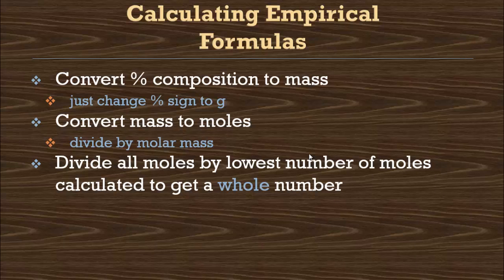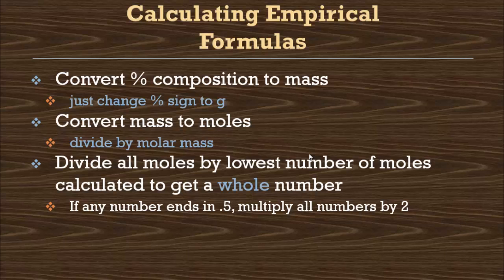Then you've changed all your masses into moles of all of the elements in the compound. You're going to look at all of those numbers, and you're going to divide them all by whichever number is the lowest number of moles. When you do this, we're going to then get a whole number. And this is going to be the ratio.